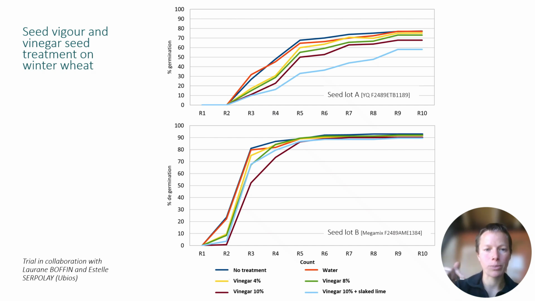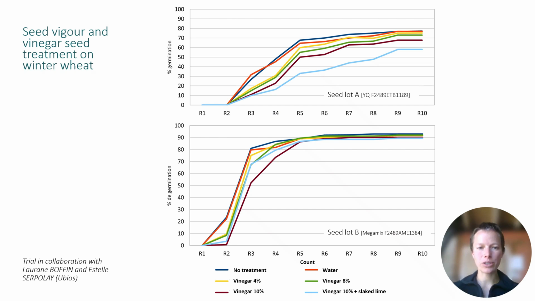Seed lot B on the bottom had much better physiological seed quality, as the seeds sprouted much more quickly and homogeneously to reach a maximum germination rate above 90% when untreated. Here, the vinegar treatments at 10% in brown and light blue seem to have affected the germination curve a bit, but final germination rates remain almost stable.